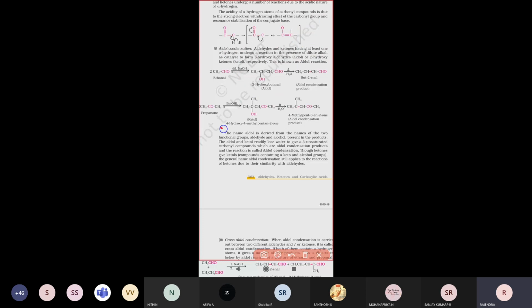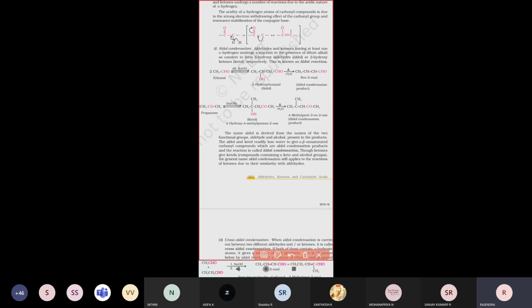Just see the explanation they have given. This is for aldehydes. If you take an aldehyde, the aldol will form, and after that the aldol condensation product, butenal, will form. For example, if you take a ketone, with C double bond O, and treat it with a base such as barium hydroxide, it will form a ketol.